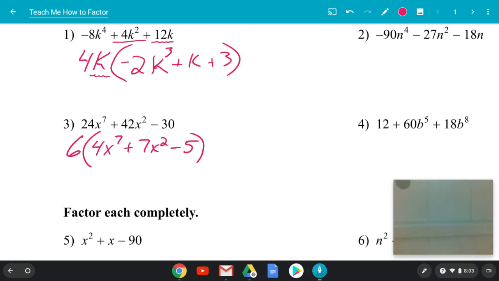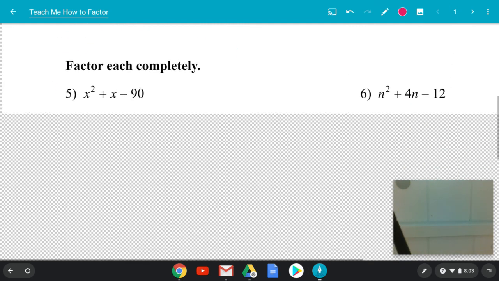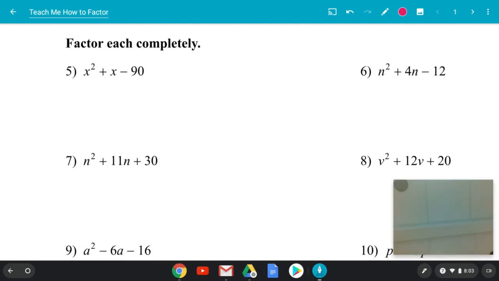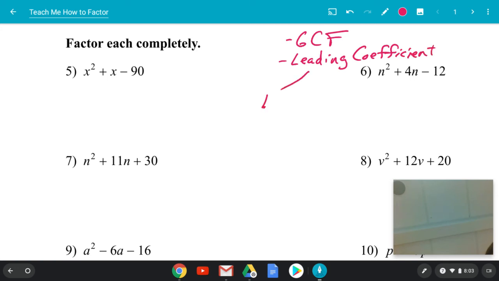Number 5, factor each completely. So now's where I go through my list that we talked about yesterday. First, we asked, is there a GCF? In this case, no. Then we said, is there a leading coefficient? In this case, also no. So we go to the no side.